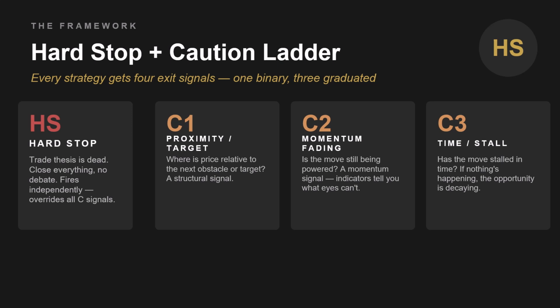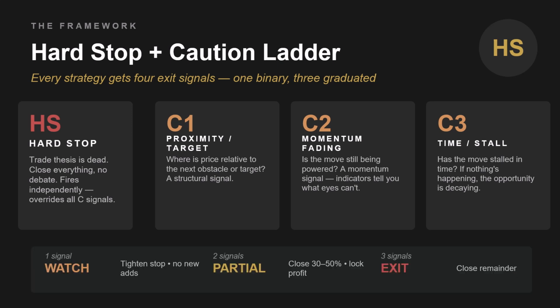So what we look for is, are any of these in place? And if so, how many? If we have one signal, we could watch it. We can tighten stop, no new additions. If there's two, then we can partially close, possibly 50% and lock in profit. 3 exits, we close the remainder. Now, it's up to you to move this process around a bit. Some people may say, right, what we're going to do on one signal is partially close, and on two signals, we're going to take an exit.